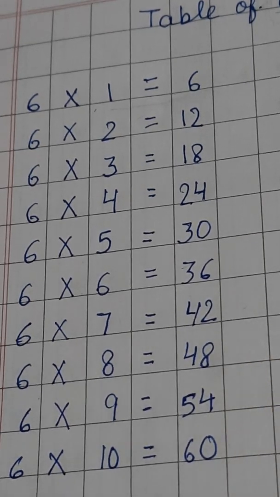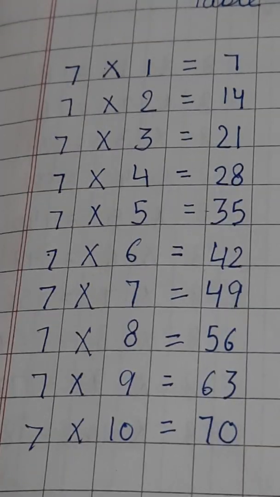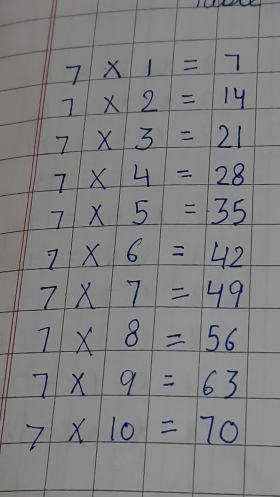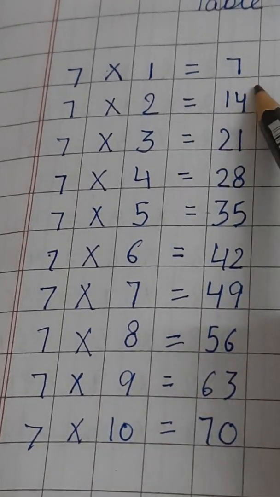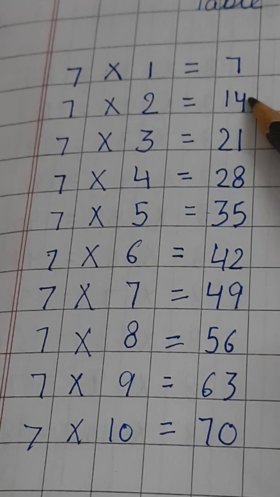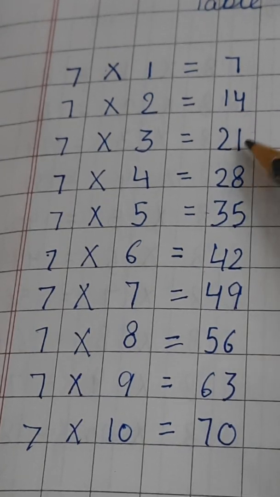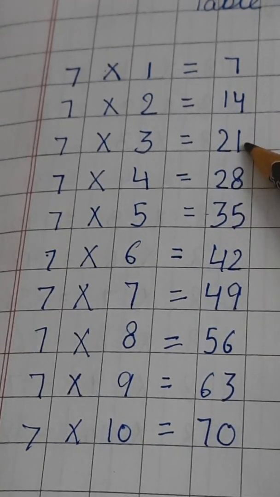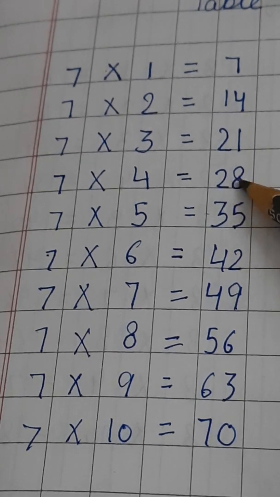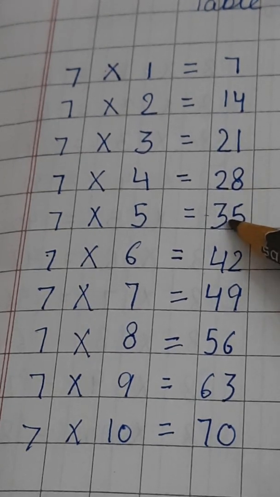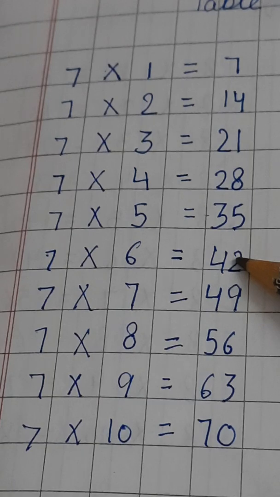Okay, now let's revise the table of 6. 6 1 are 6, 6 2 are 12, 6 3 are 18, 6 4 are 24, 6 5 are 30, 6 6 are 36, 6 7 are 42, 6 8 are 48, 6 9 are 54, 6 10 are 60.